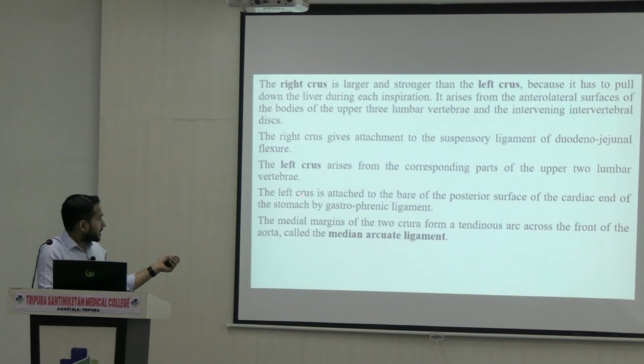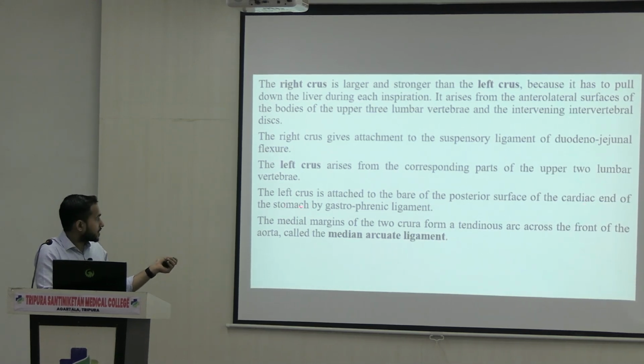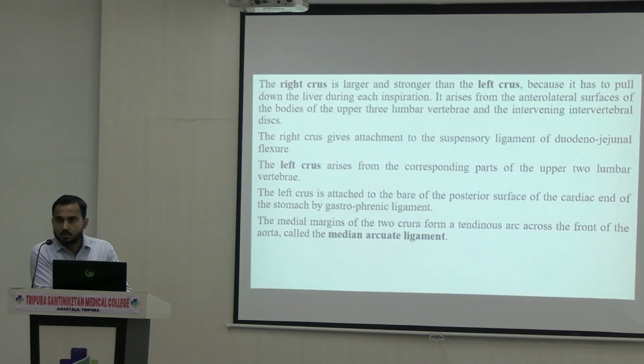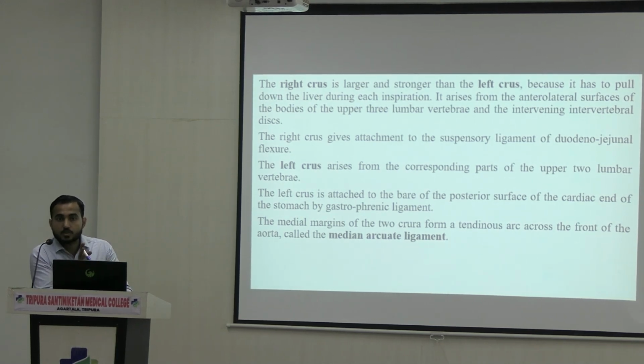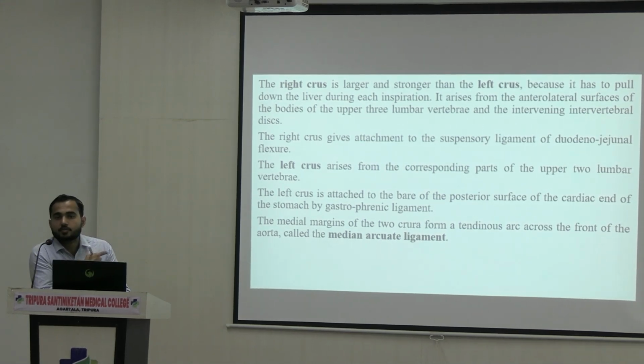Now, the left crus is attached to the bare area of the posterior surface of the cardiac end of the stomach by the gastrophrenic ligament. I hope you have studied the stomach. We know that the stomach is mostly intraperitoneal, but there is a small area on the posterior surface of the stomach near the cardiac end, which is the bare area. Why? Because it is attached to the diaphragm. So this is the attachment. How is it attached? With the help of the gastrophrenic ligament. So these are the points from which you can expect MCQs.